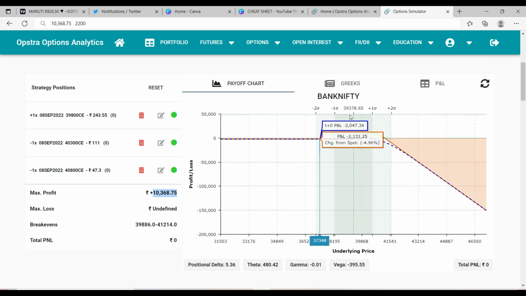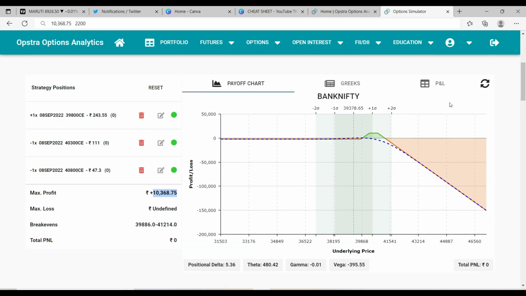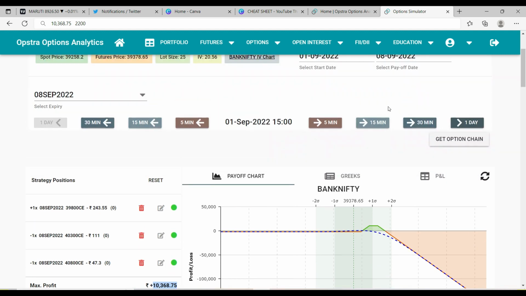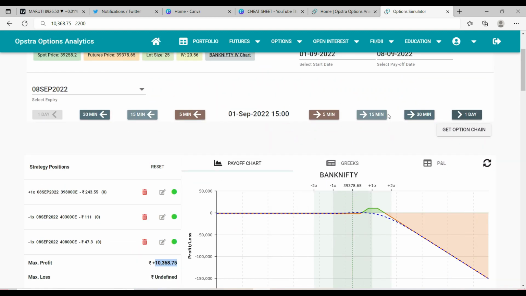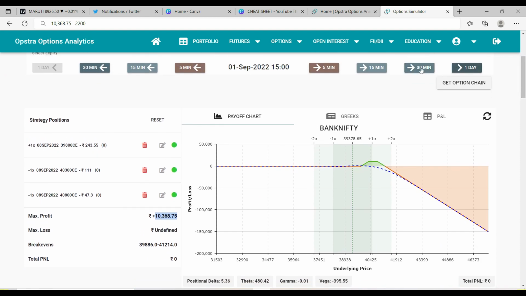Okay, so now I'll take you to 30 minutes. Keep an eye on this loss. So where is 30? Let me zoom this and make it 100% so that you're able to see both. So I'll take you to the 30 minutes.